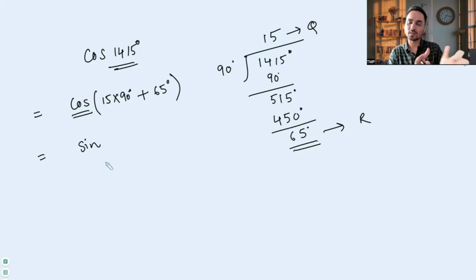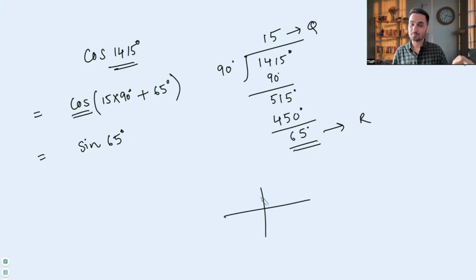And if we were given with sine, its co-function is cos. If we were given with tan, then we would change it to cot. And if we were given with cosecant, we will change it to secant. So sine of 65 degrees. And now we need to decide plus or minus.